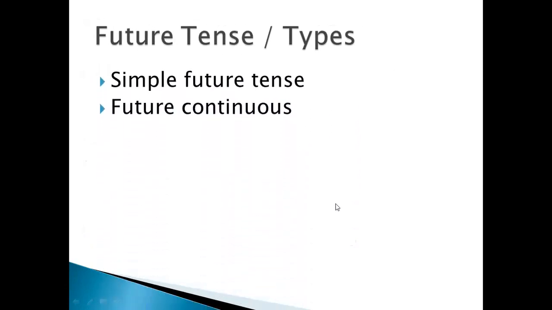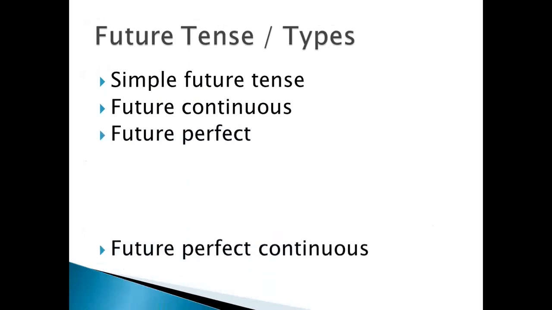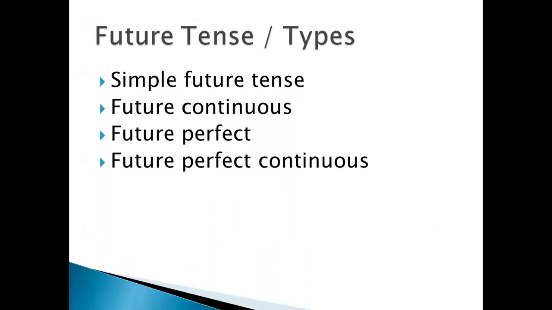And the types are simple future tense, future continuous tense, future perfect, and future perfect continuous tense. Let us see one by one.